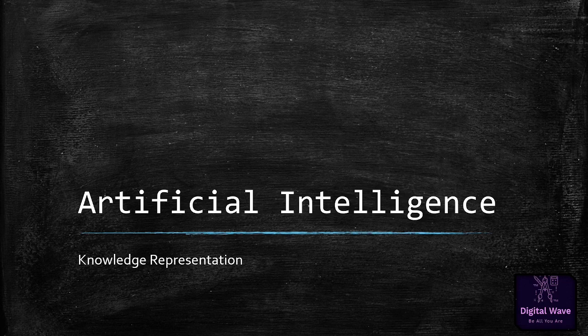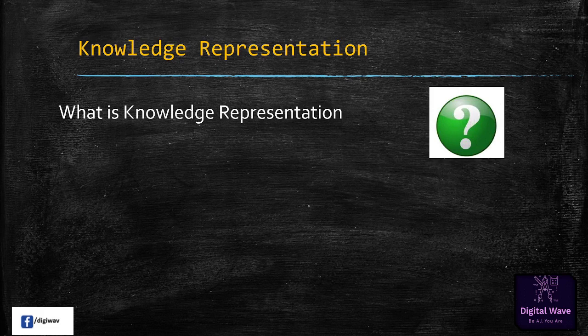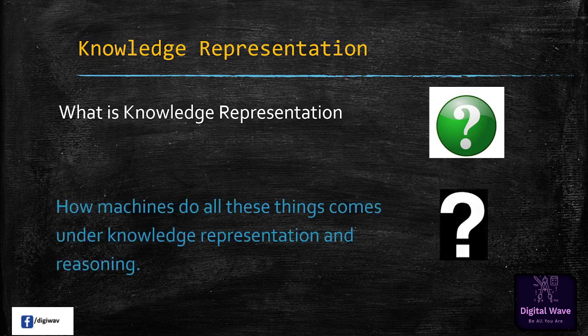In this artificial intelligence tutorial, today we will discuss knowledge representation. So let's start our session. What is knowledge representation? Humans are best at understanding, reasoning and interpreting knowledge. A human knows things, which is knowledge, and as per their knowledge they perform various actions in the real world. But how machines do all these things comes under knowledge representation and reasoning.